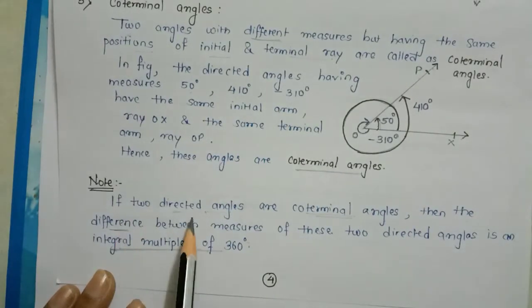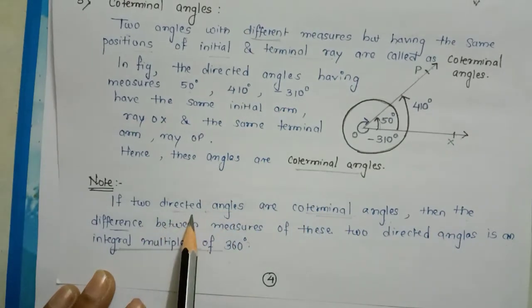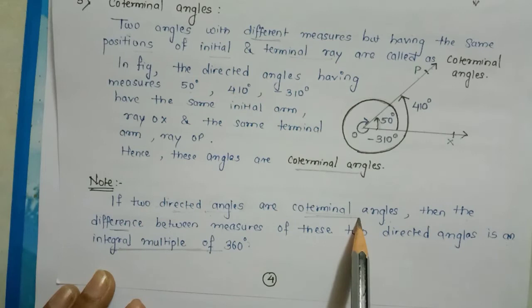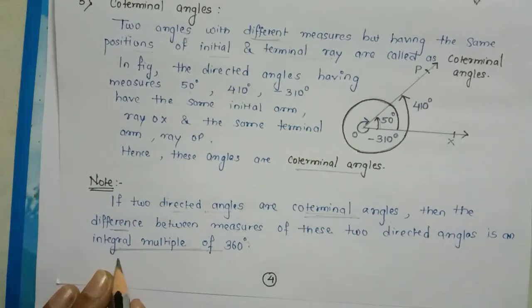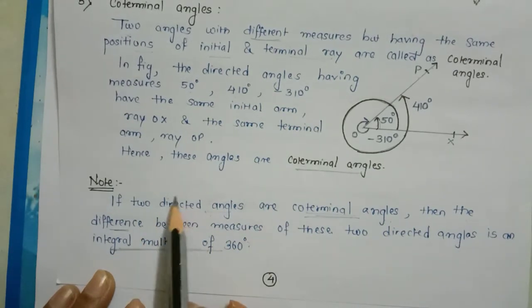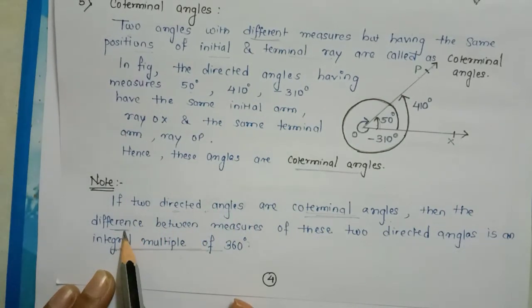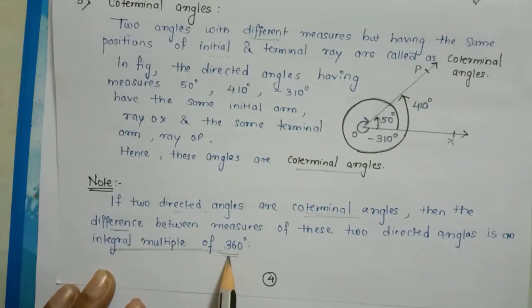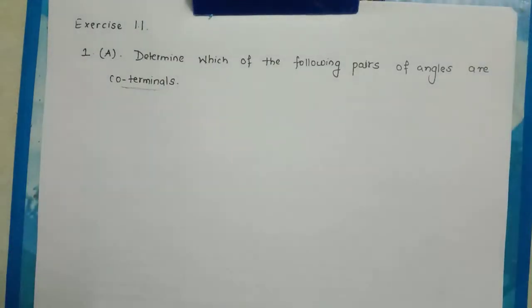If two directed angles are coterminal, so we all know what directed angles are, then the difference between the measures of these two directed angles is an integral multiple of 360. That means if we take the difference of these two directed angles and that difference gives us an integral multiple of 360, then we can say that those two angles are coterminal angles. So the same thing we have to apply over here.